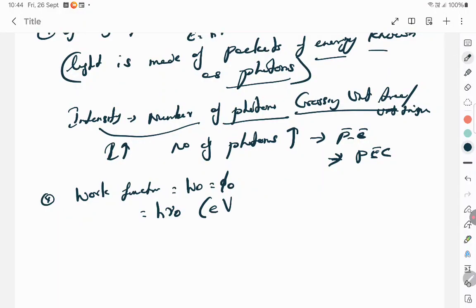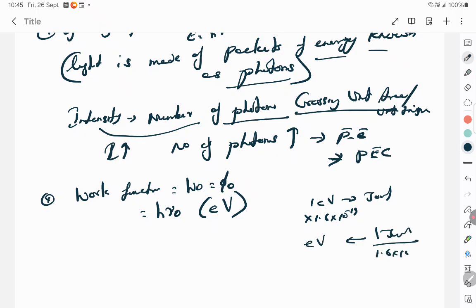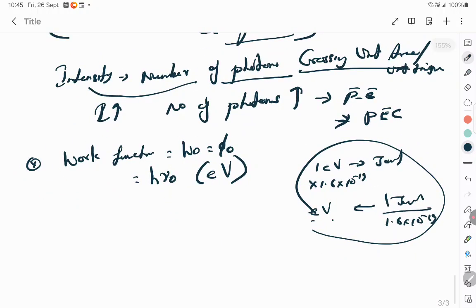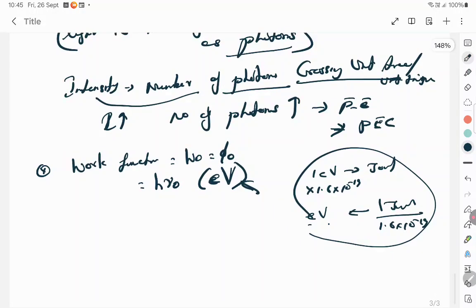Its unit is the electron volt. To convert electron volt to joule, you multiply by 1.6 into 10 to the power minus 19. To convert joule to electron volt, you divide the joule value by 1.6 into 10 to the power minus 19. These are the conversions, but this lesson needs units in terms of electron volt, not joules. So this is the work function, which is the minimum energy required for a metal to eject an electron from its surface.